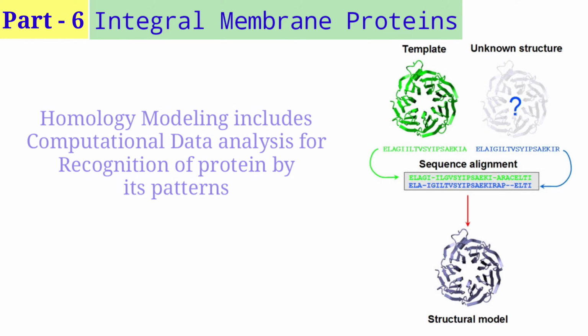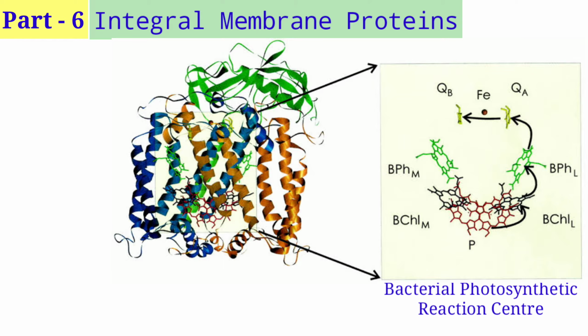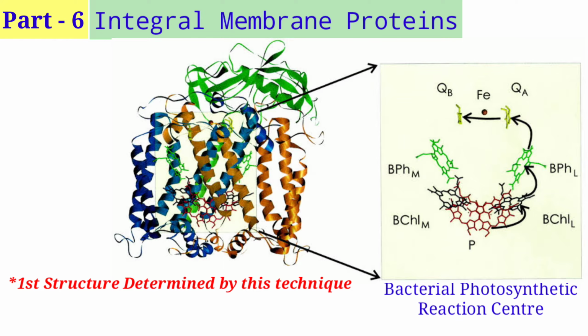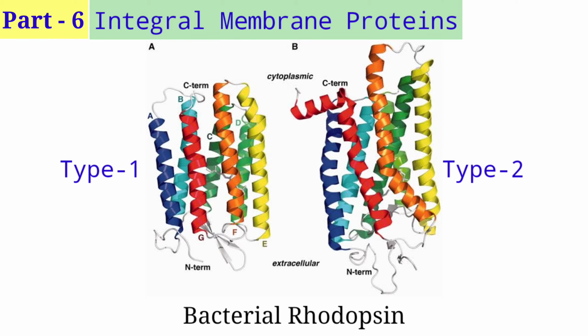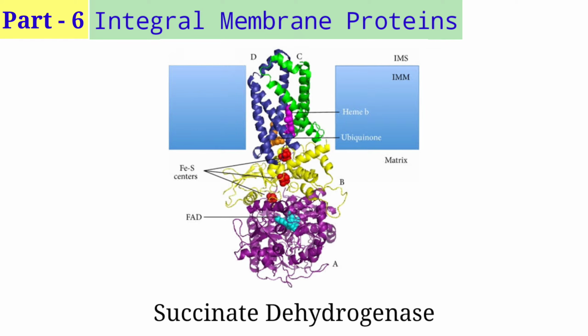It is essential to know the first integral membrane protein whose entire three-dimensional structure was revealed by X-ray crystallography analysis. It is the bacterial photosynthetic reaction center, which includes 3 subunits and 11 membrane spanning alpha helices. So it is the first structure of an integral membrane protein deduced by human beings to understand the presence of integral membrane protein in the membrane. Likewise, we have also studied bacteriorhodopsin, which is a 7 membrane spanning protein, as well as the deeply embedded succinate dehydrogenase proteins.